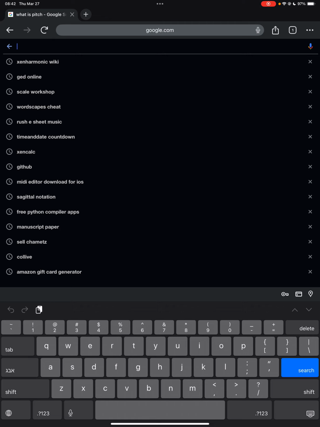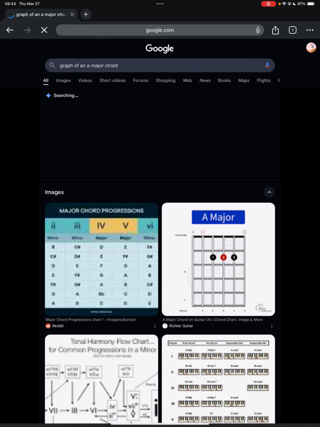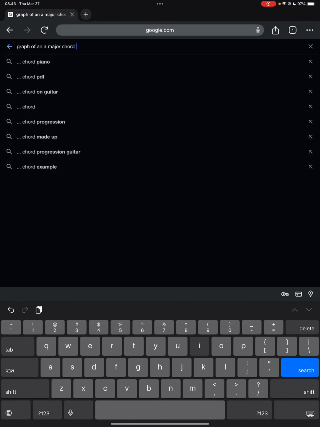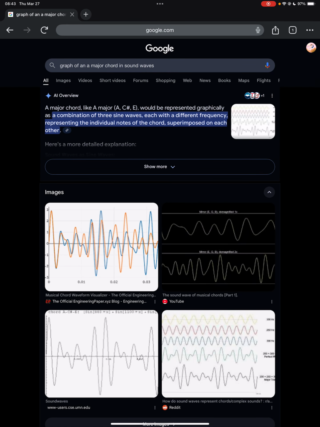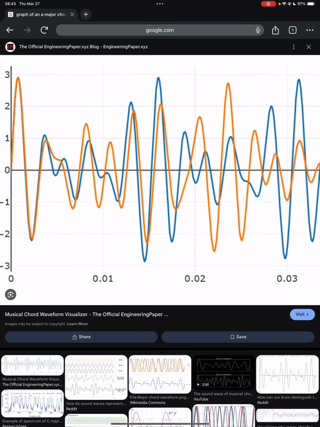I'm going to show you guys a graph of an A major chord. You don't have to worry what that even means yet, but in sound waves. So pitch is also known as frequency.